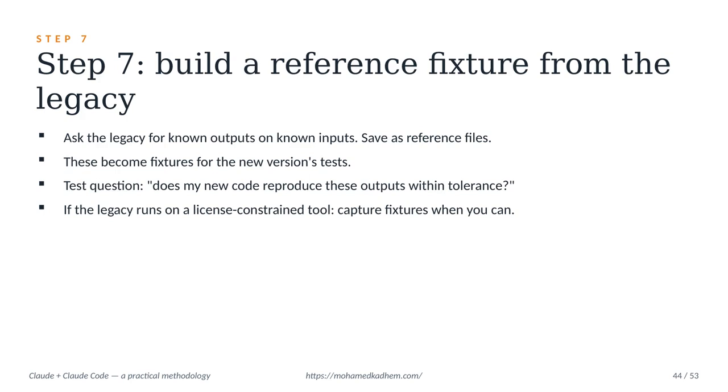Ask the legacy to produce a set of known outputs on known inputs, small, controlled scenarios, whose results you can save as reference files. These become fixtures for your new version's tests. The test is not, does my new code compile? It is, does my new code reproduce, within a documented tolerance, the outputs of the legacy on this scenario? This is the same logic as the small test case in the from-scratch method, but now the reference is the legacy itself. If the legacy runs on a license-constrained tool, say, MATLAB, capture the fixtures when you have access, and use them offline for months afterward.